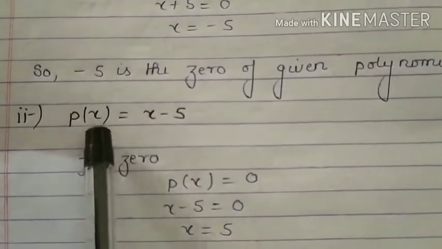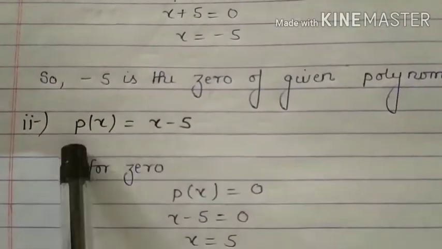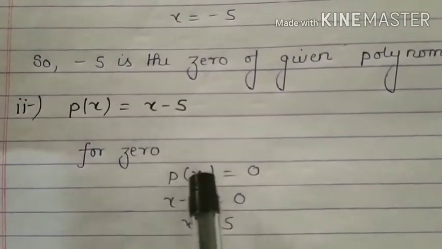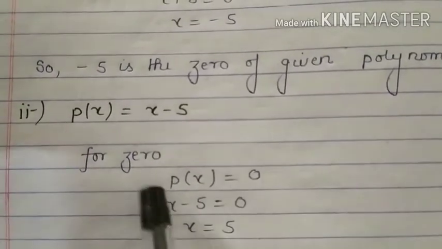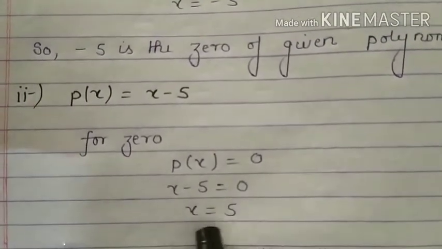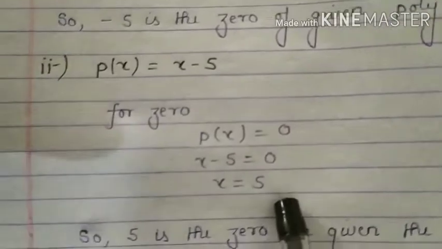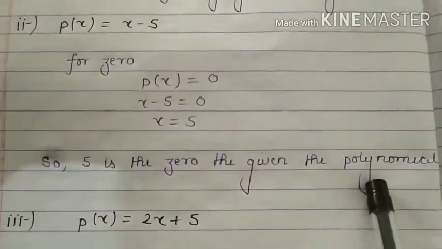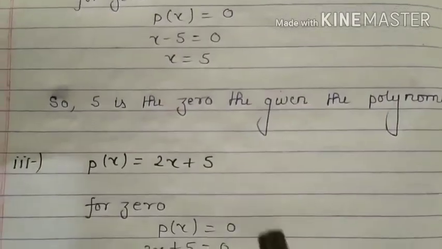Second part, p(x) equals x minus 5. For zeros, p(x) equals 0. So x minus 5 equals 0, x equals 5. So 5 is the zero of the given polynomial.